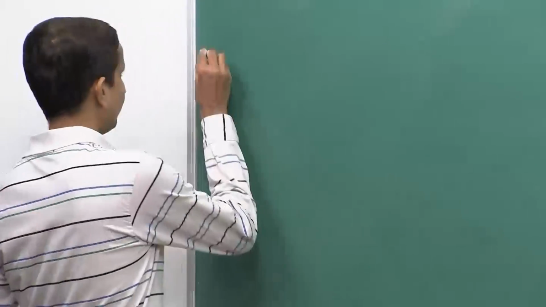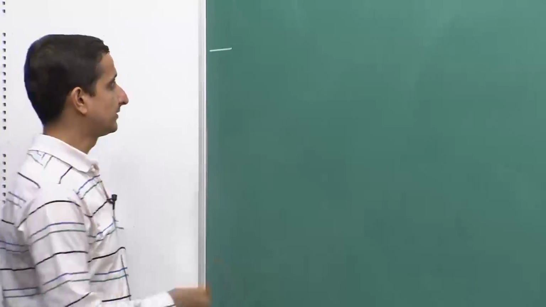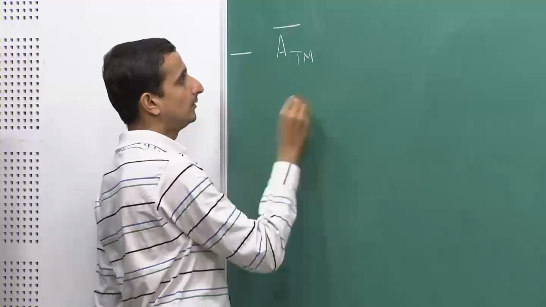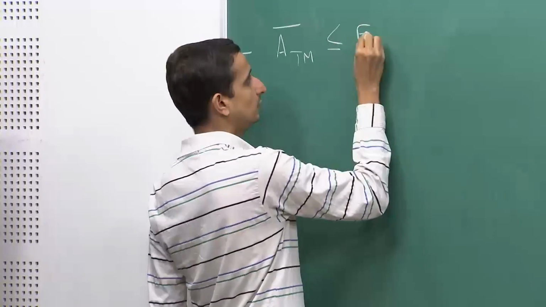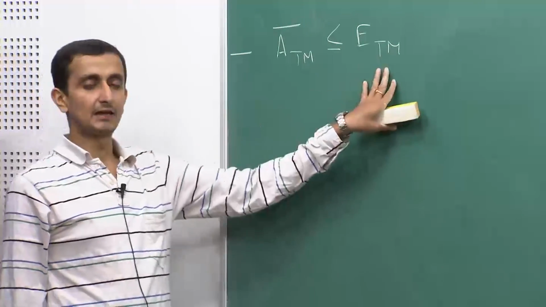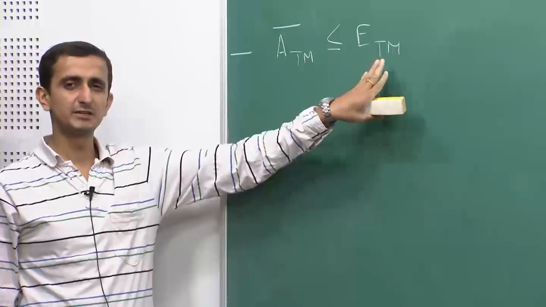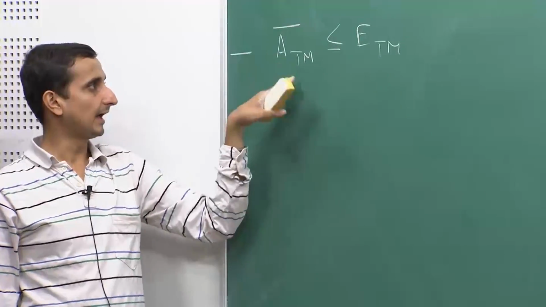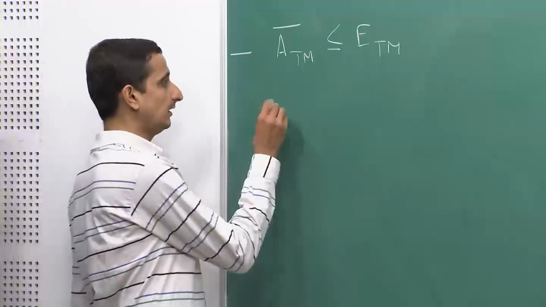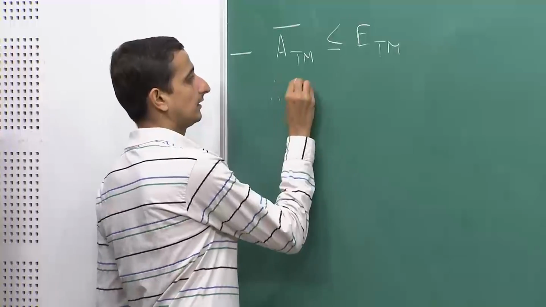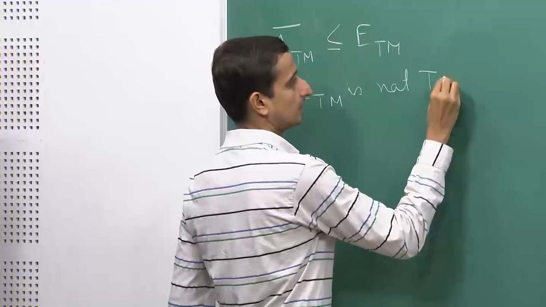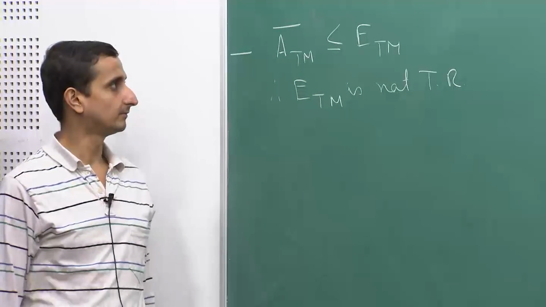So, last time, towards the end, we showed as an example that the complement of ATM reduces to ETM. ETM is the language of all encodings of all Turing machines M whose language is empty, and because we know that ATM complement is not Turing recognizable, this implies that ETM is not Turing recognizable.